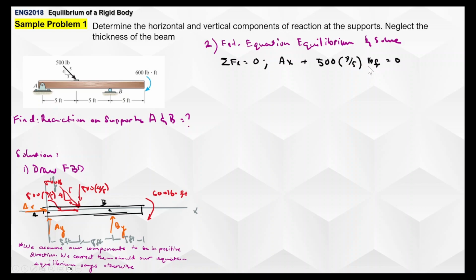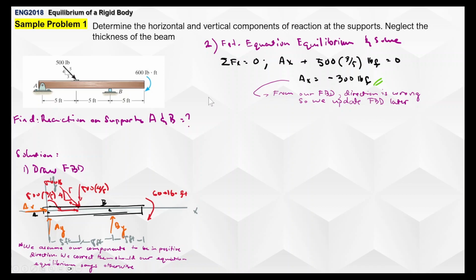And from here, makukuha natin na AX is equal to negative 500 times 3 over 5, which is equal to negative 300 pound force. But let's double check. It says here negative, but our assumed sign here is positive. This only means that from our FBD, our assumed direction is wrong. So we will update our free body diagram later.